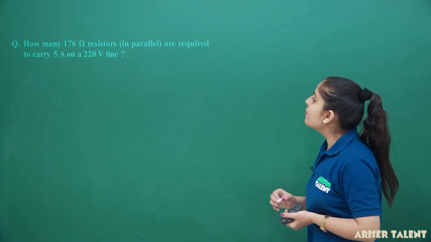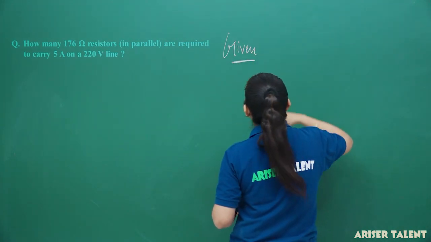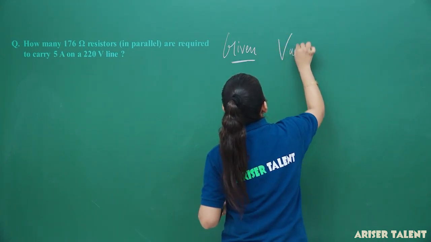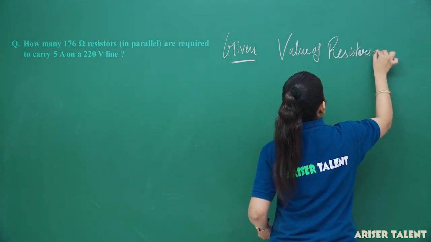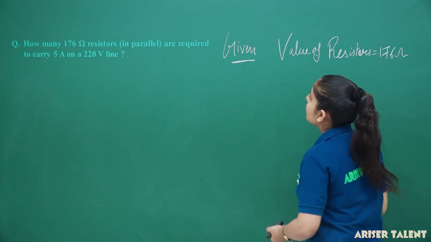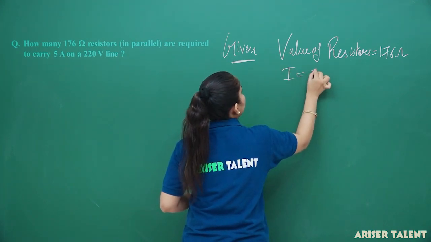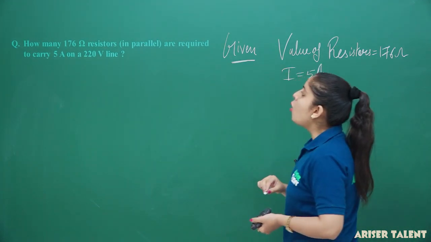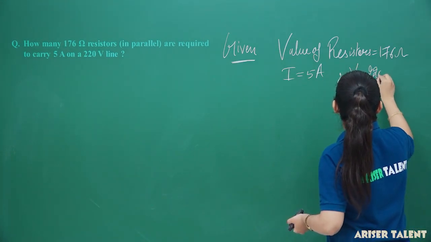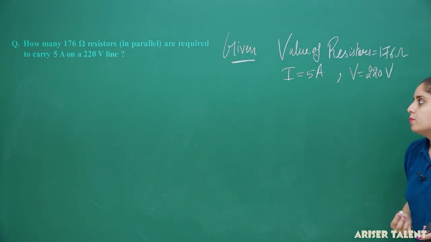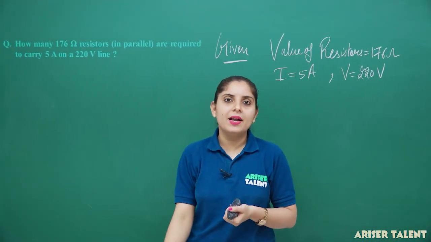But firstly, write the given conditions here. Given is 176 ohm resistors. So you are given the value of resistors, that is equal to 176 ohm, is required to carry a 5 ampere. Value of the current is 5 ampere on a 220 volt line. It means V here is 220 volt. Now, what you have to determine? You have to just calculate the number of resistors required in this case.